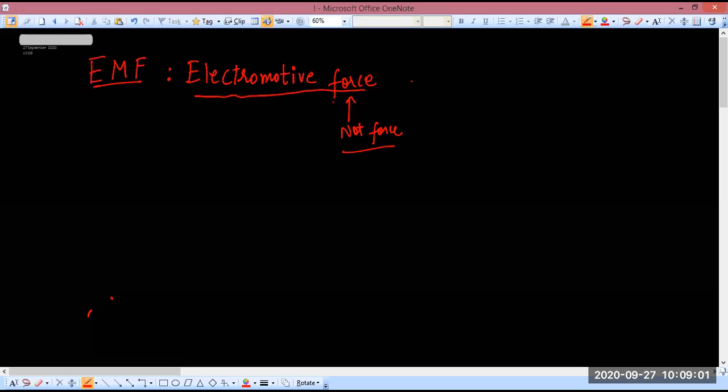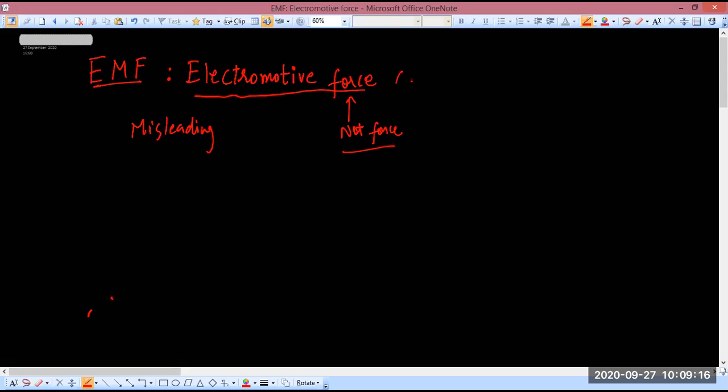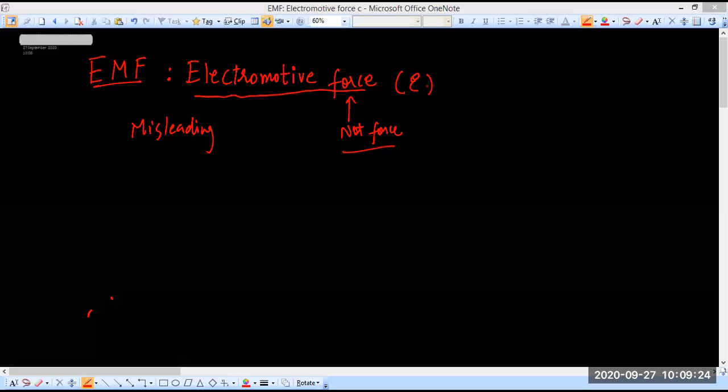Clear? Right? You should be careful. Electromotive force is not actually a force. The name is misleading, right? Be careful, everyone. The name is misleading. It's not a force. Okay. So the symbol of electromotive force is epsilon. I'm so sorry. We're using the same symbol once again, right? The symbol is epsilon. Okay.